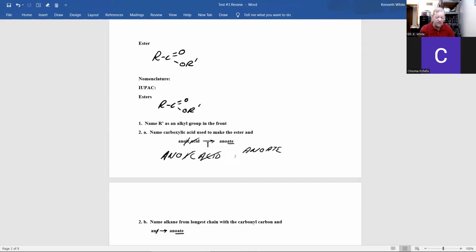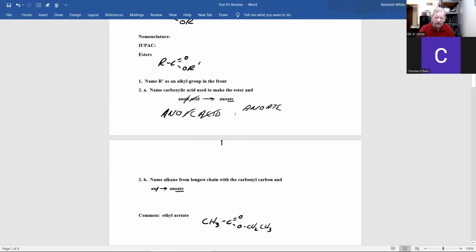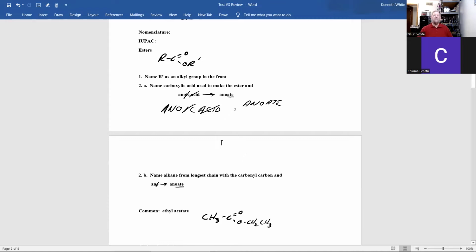Now, a student of mine came up with a second way of doing that. When R is not a benzene ring, when it's a benzene ring, you've got to use the first way. When it's not, find the longest chain, including the carbonyl carbon, the second part of the name. Name it as an alkane. And now for this method, you drop the E, add OATE. The R prime is still named as the alkyl group in front.